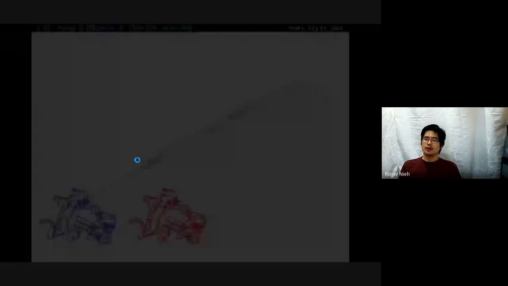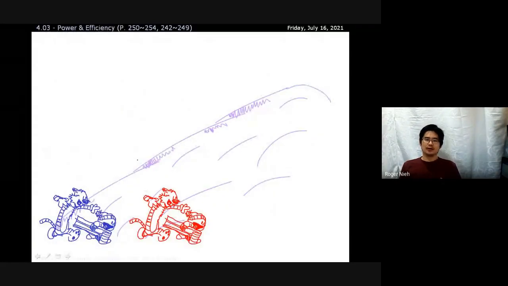Okay, so here's our lesson on power and efficiency. And this little animation here is how I like to share with you guys what power is. We have two clones of Calvin and Hobbes, team red and team blue. One of the problems with me trying to draw a picture is it's hard for you to see what's going on here. But here's what's going to happen.